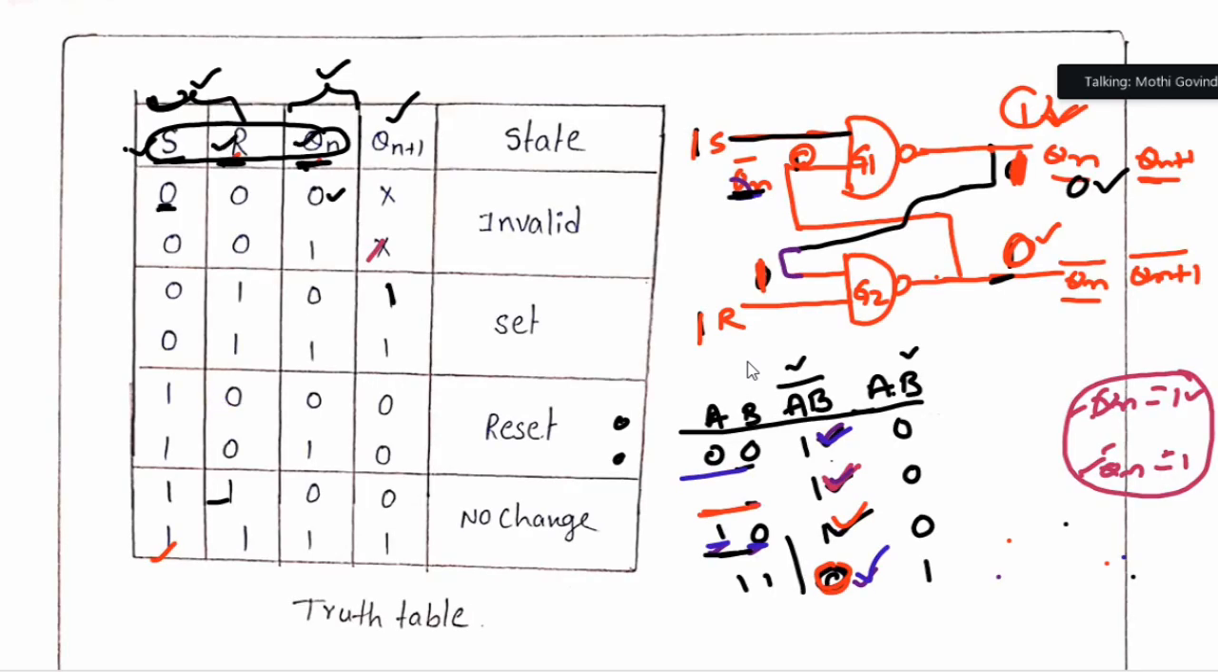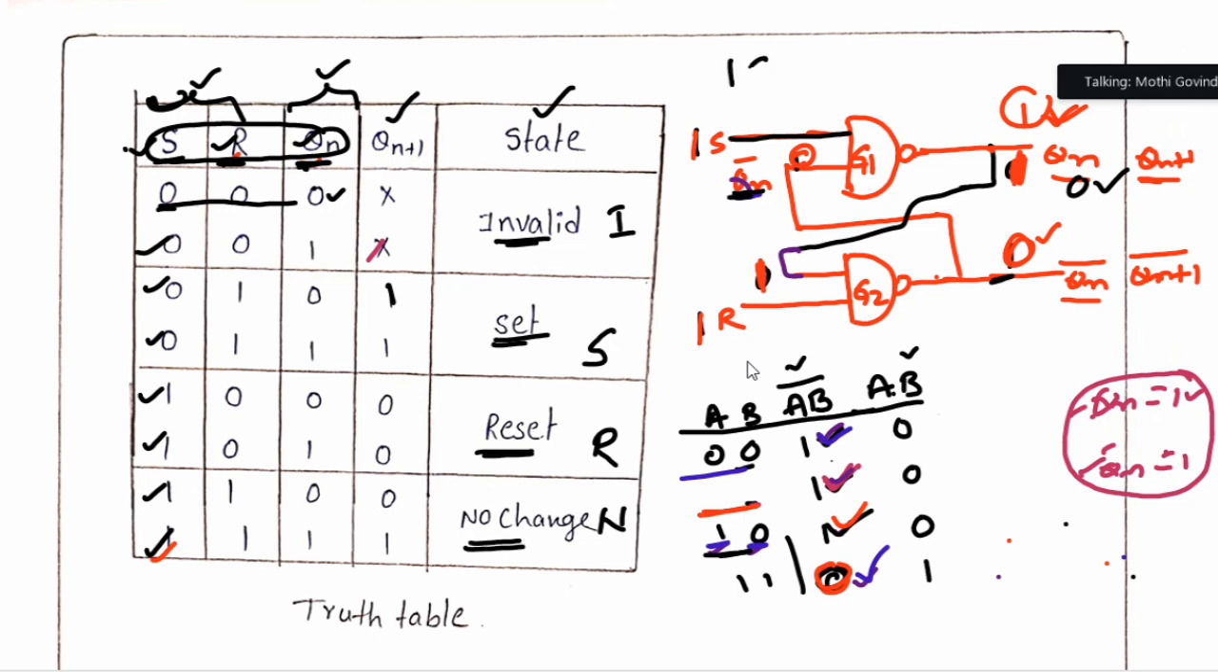So with three variables, there are 8 combinations: 0 0 0, 0 0 1, 0 1 0, 0 1 1, 1 0 0, 1 0 1, 1 1 0, 1 1 1. Now after this you should come here and write ISRN. I means invalid state, S means set state, R means reset state, N means no change state. You should write ISRN.